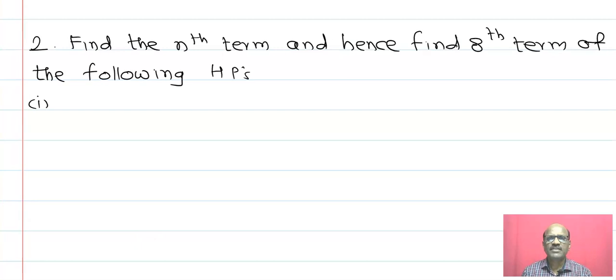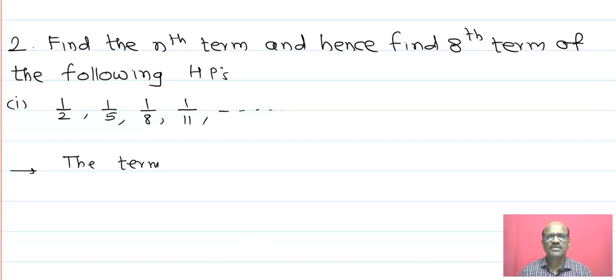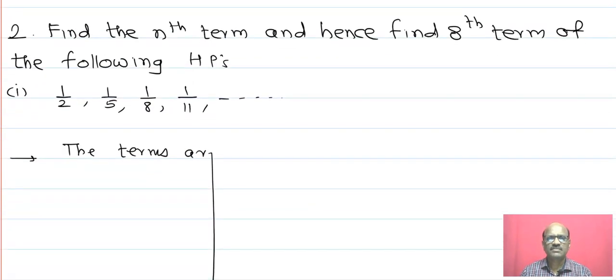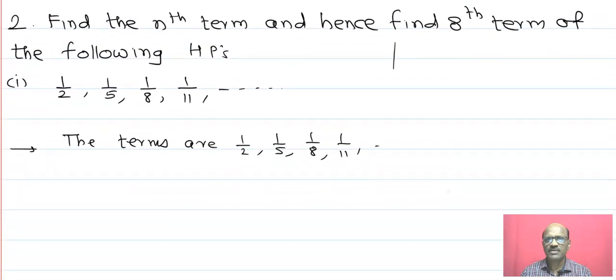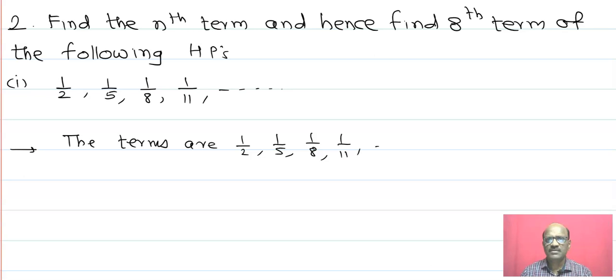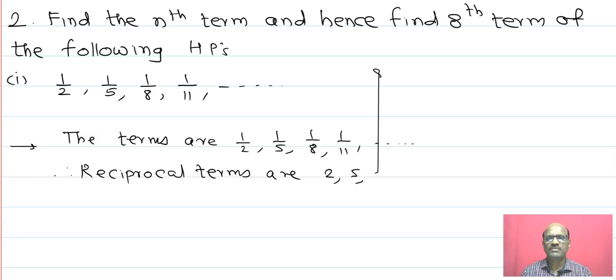Now next, find the nth term and hence find the eighth term of the following HP. Now here 1 upon 2, 1 upon 5, 1 upon 8, 1 upon 11. These are the terms. Their reciprocals are 2, 5, 8, 11.